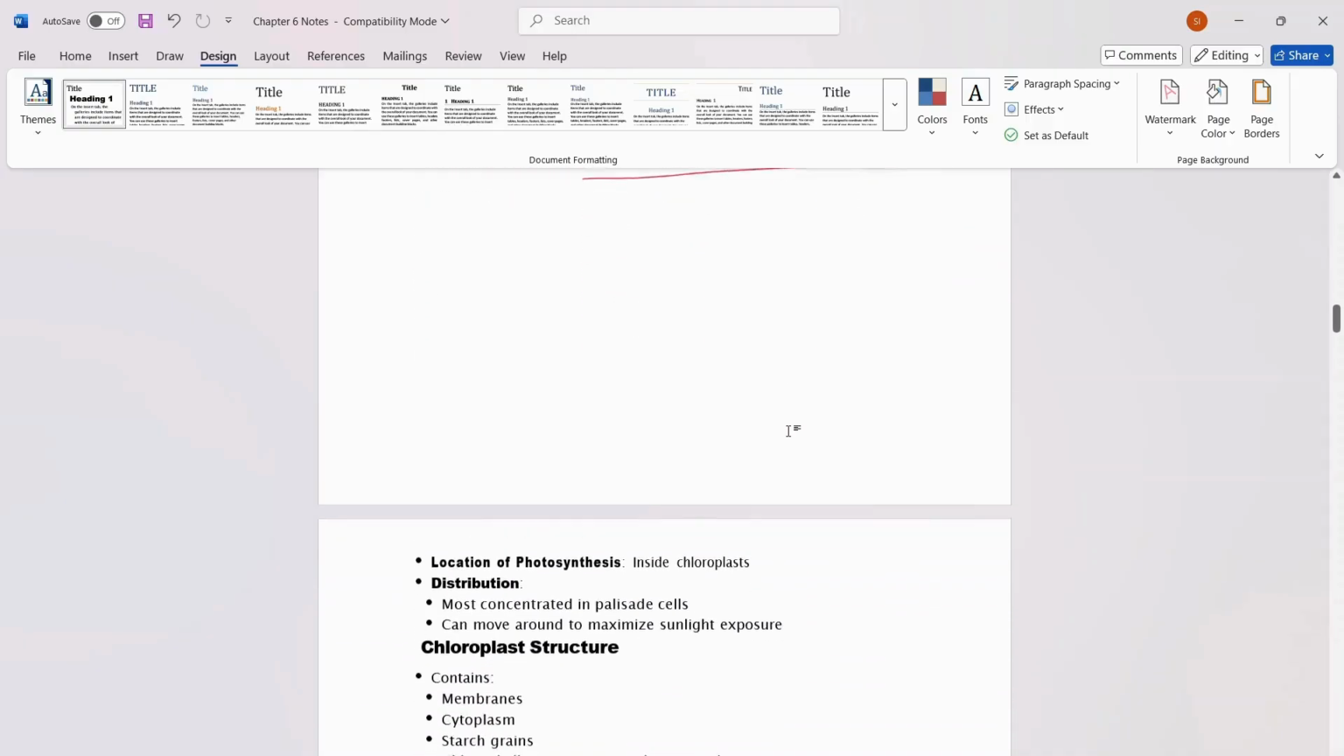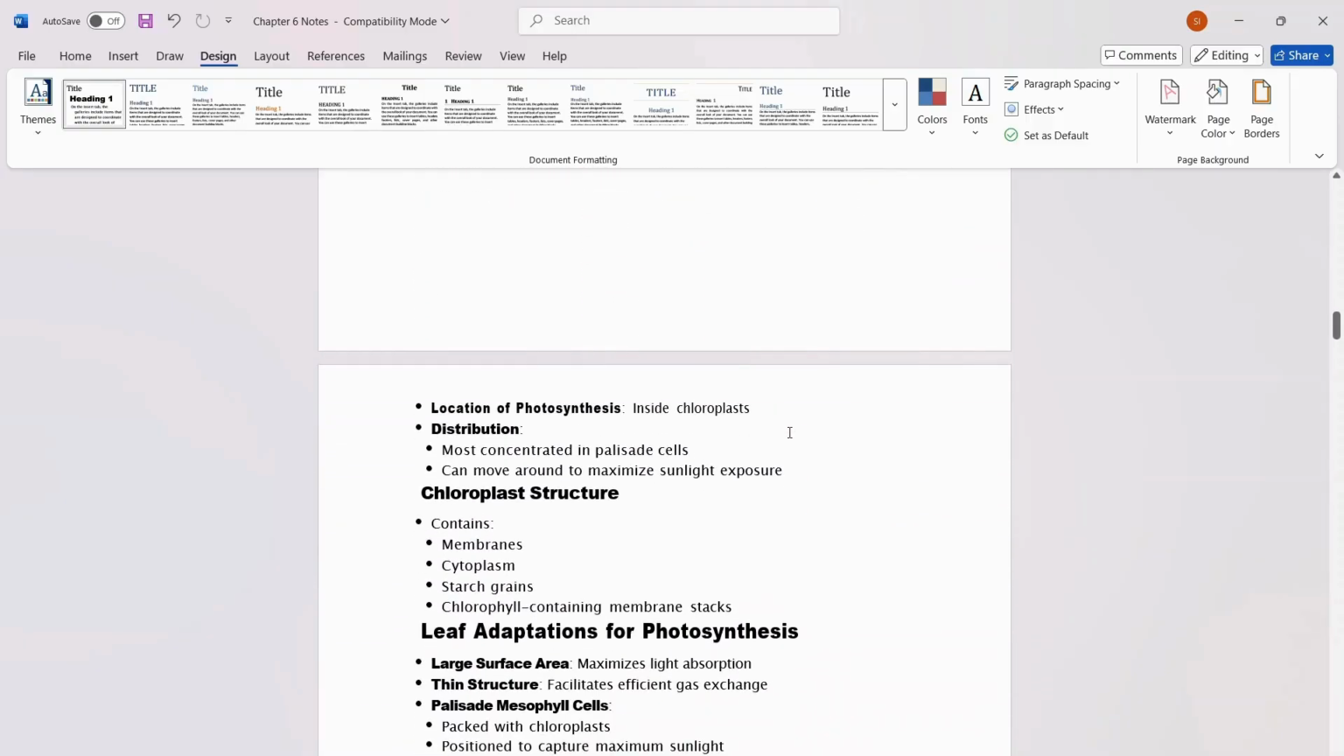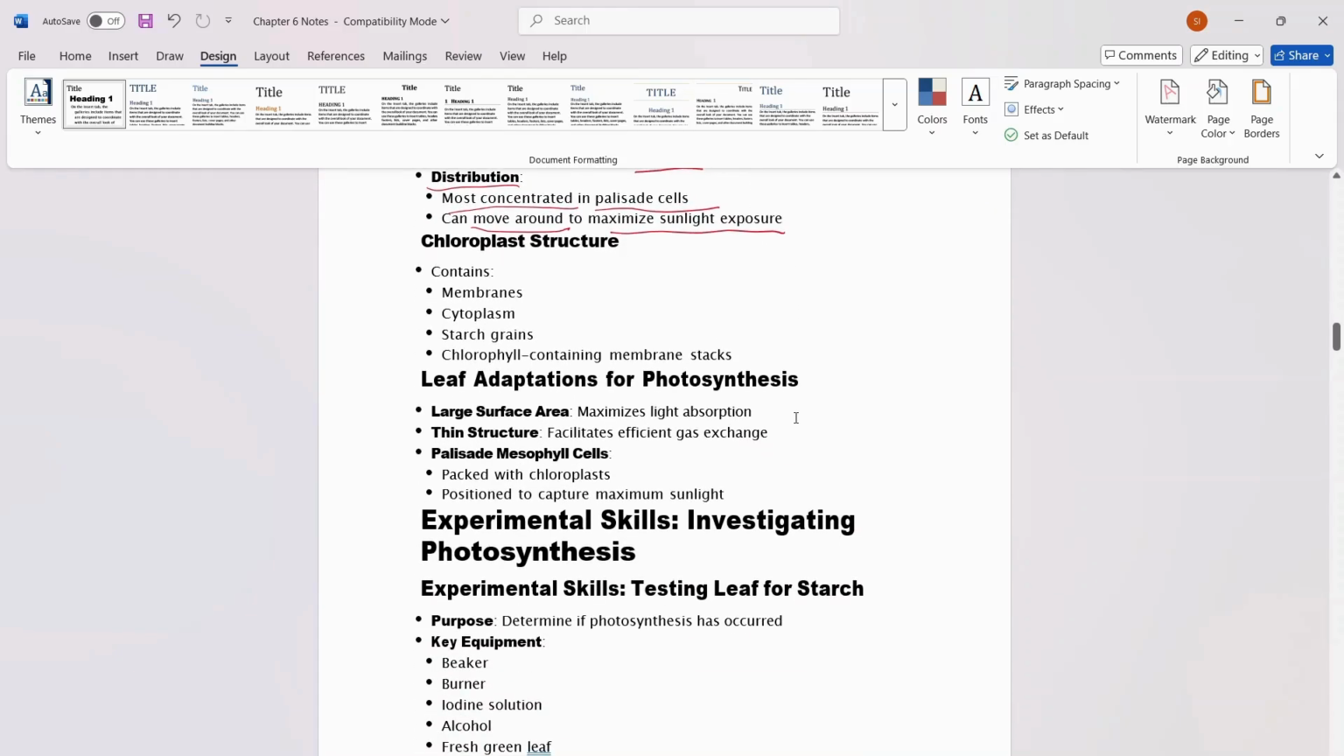Alright. The location of photosynthesis is inside the chloroplast. Distribution is most concentrated in palisade cells. Chloroplasts can move around to maximize sunlight exposure. Chloroplast structure: it contains membrane, cytoplasm, starch grain, and chlorophyll-containing membrane stacks.